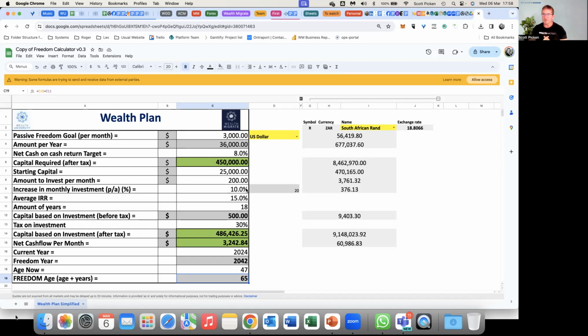Is the calculator based on a 4% drawdown? No, Jane, it's saying that you're getting an 8% cash on cash. So that number there that you can see there is an 8% cash on cash. Now, some people say to me, Scott, is the calculator 100% correct? No, it's not. It's probably somewhere between 90 and 95% correct.